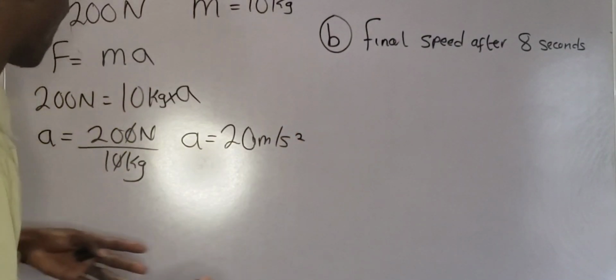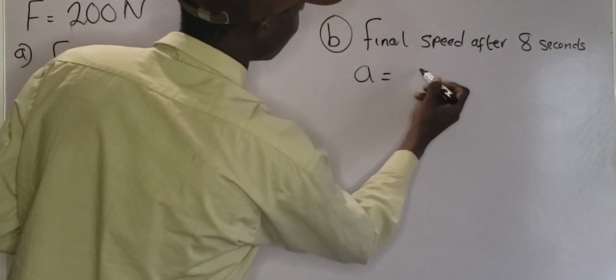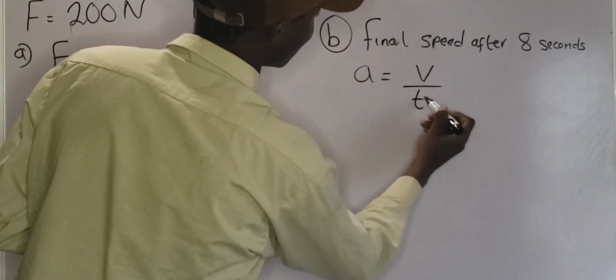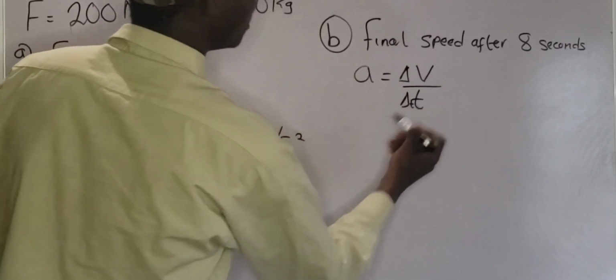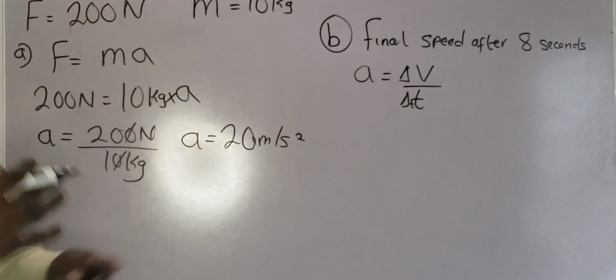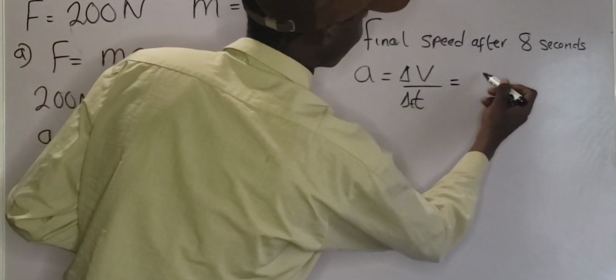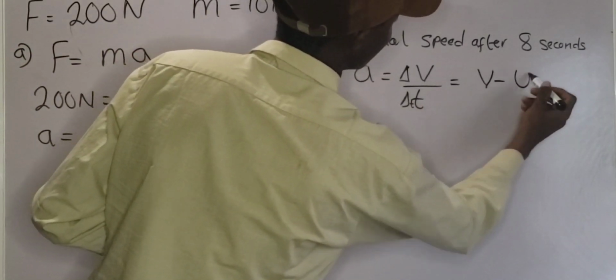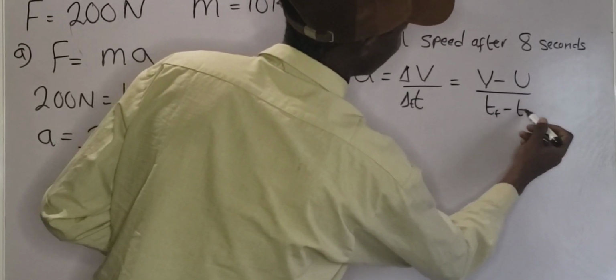Velocity. Okay, so now don't forget that acceleration is equal to what? Change in velocity all over change in time. Now we are told that the object accelerates from rest. In that case, let me write it. That will be v minus u all over tf minus t initial.